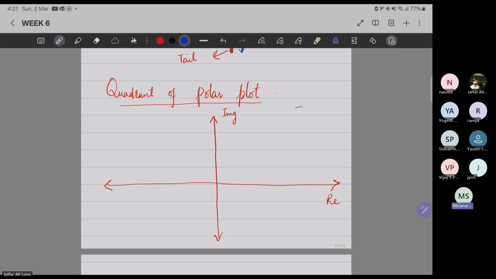Sir, explain the graph, sir. Sorry? Explain the graph. Yeah, give me 1 minute. I'll explain again. Yes, okay, sir. Just let me make it.